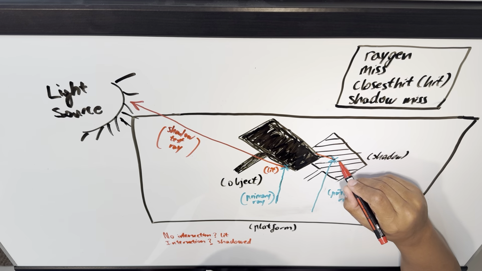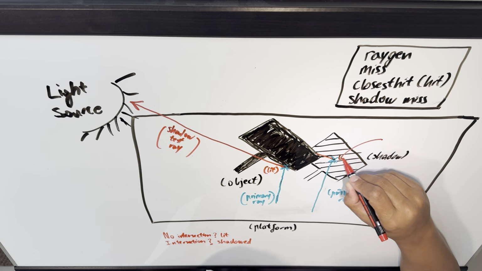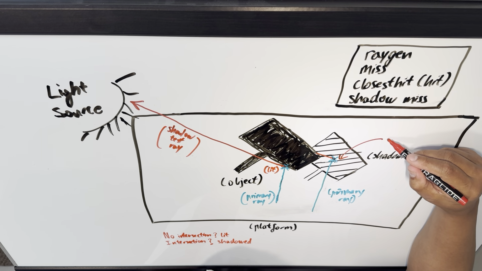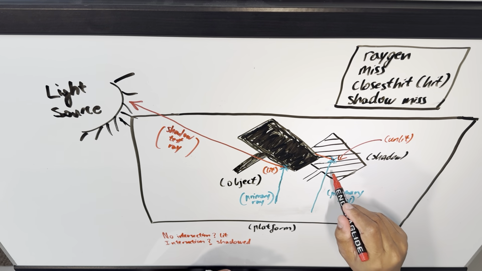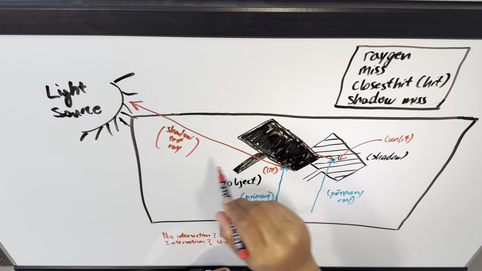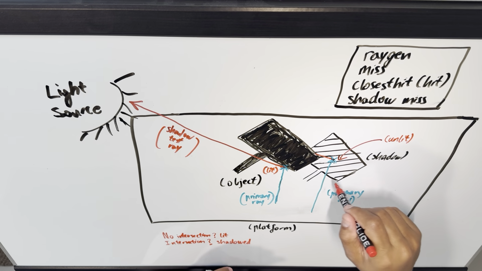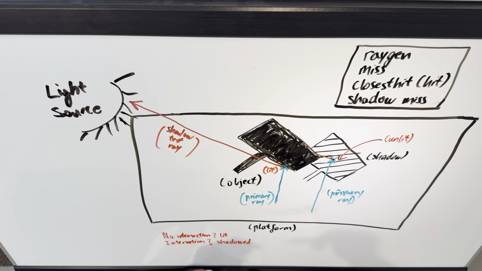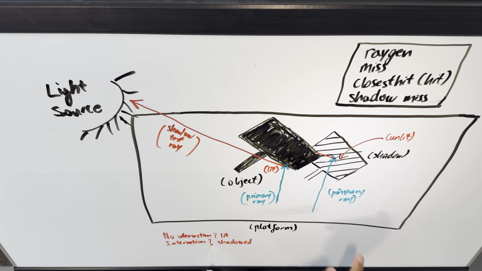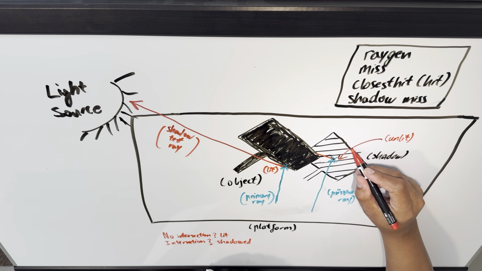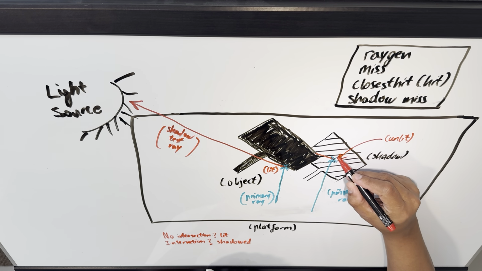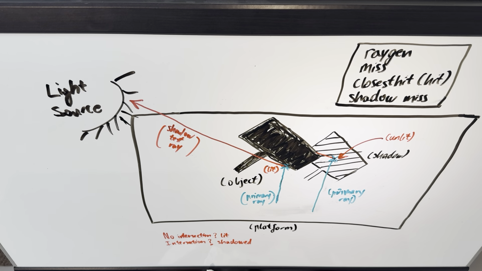So this point is unlit. And we know that because from the hit point all the way going to the light source, the object blocks it. So it is considered unlit. Okay? It is considered unlit. All right?